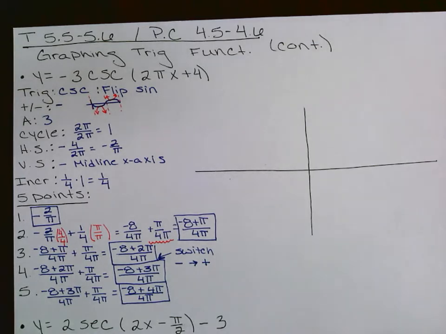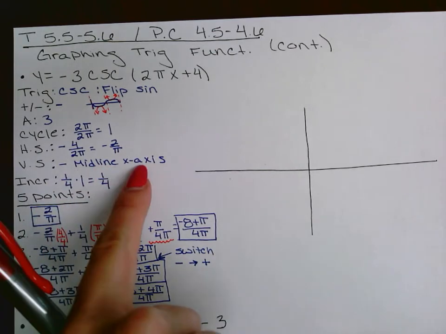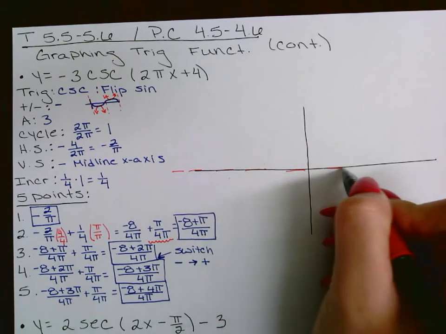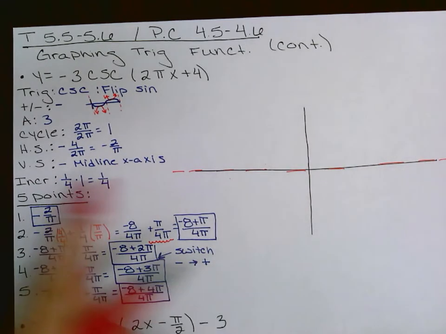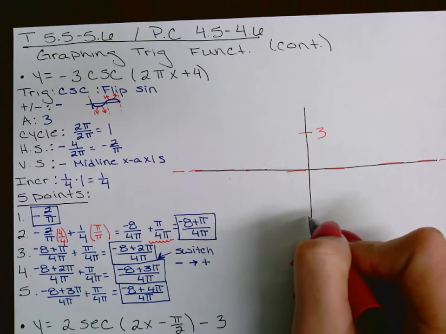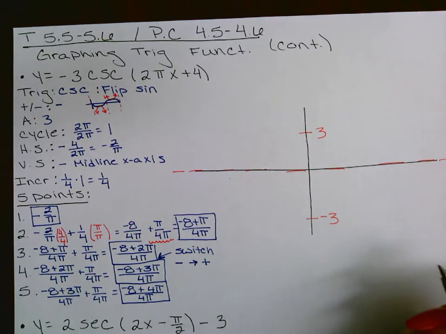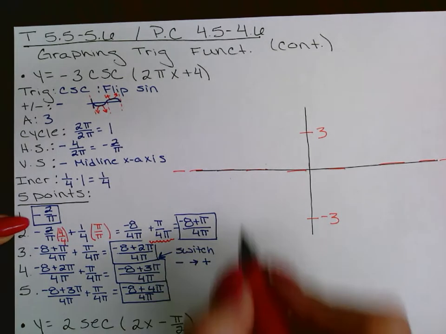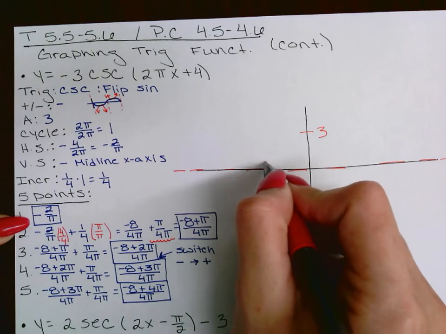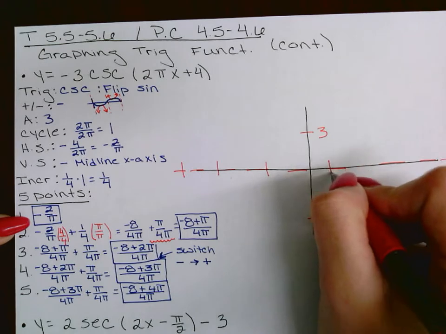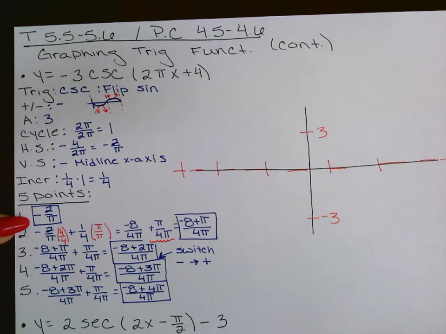So first thing that we draw is our midline. In this question, the midline stays on the x-axis. My amplitude is 3, so I'm going to go up 3 and down to negative 3. Next are my 5 points. Again, I have 3 of them in the negative and 2 of them in the positive.